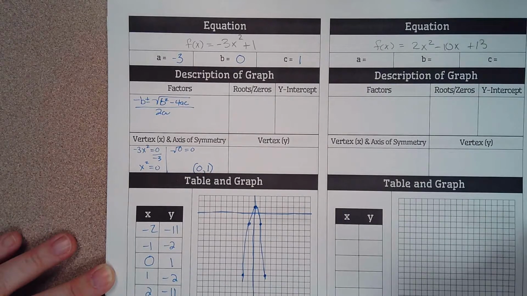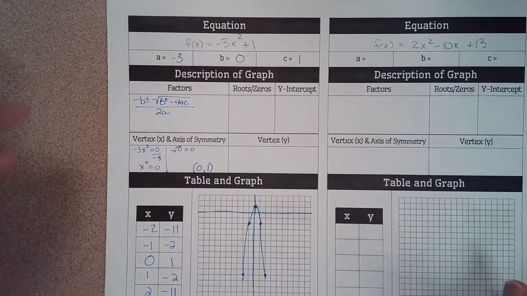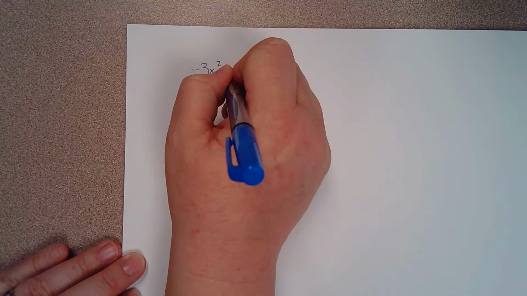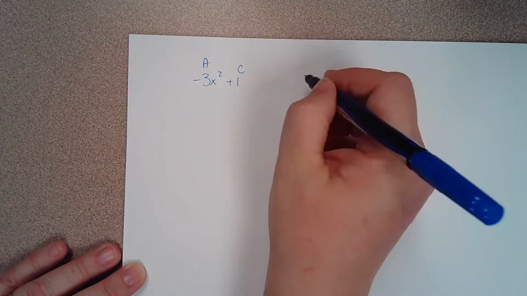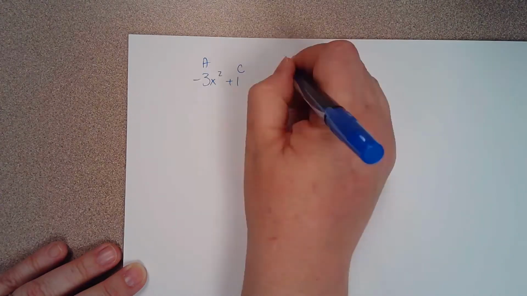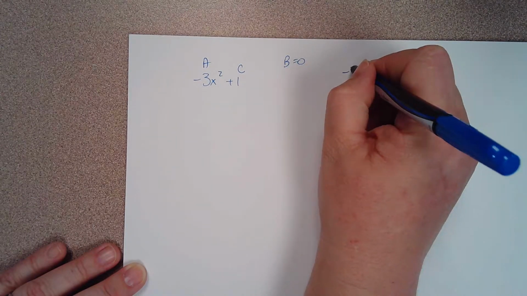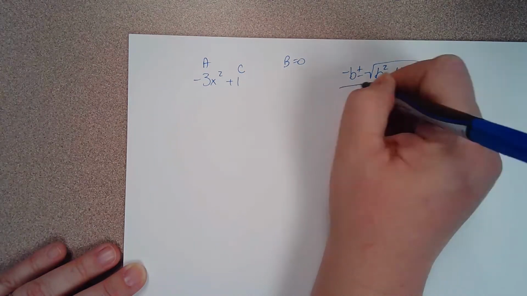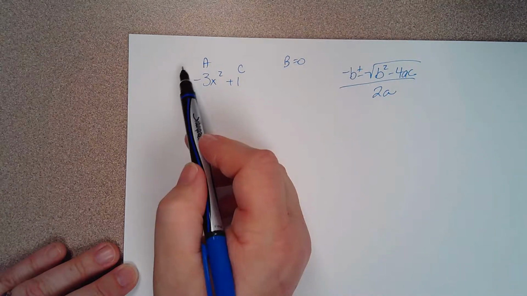I'm going to jump off this page real quick and put you on paper that we can actually fill this in with. So our equation is negative 3x squared plus 1. Hence the reason why I made this A and this C. For our equation, we know that the B value is going to be 0. The equation that we need to remember is negative B plus or minus the square root of B squared minus 4AC, all over 2A. The A, B, and C all relate to the equation.